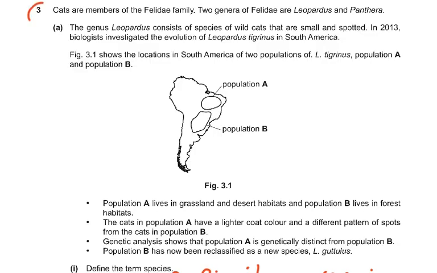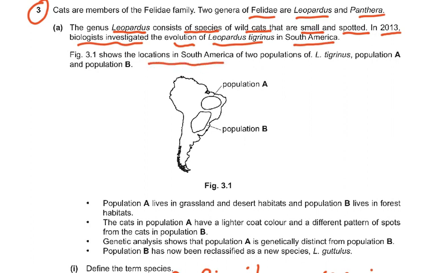Now coming to the third question. Cats are members of the Felidae family. Two genera of Felidae are this and this. The genus this consists of species of wild cats that are small and spotted. In 2013, biologists investigated the evolution of Leopardus trigrinus in South America. Figure 3.1 shows the locations in South America of two populations, population A and population B. So they're two different places. Population A is in a certain part of the country and population B is in another part of South America.